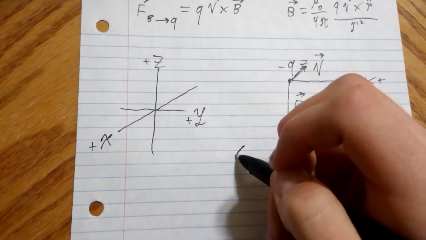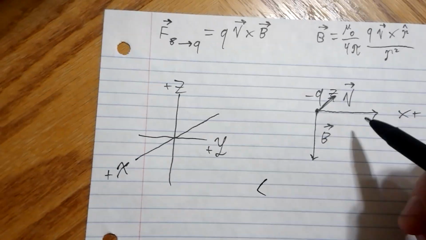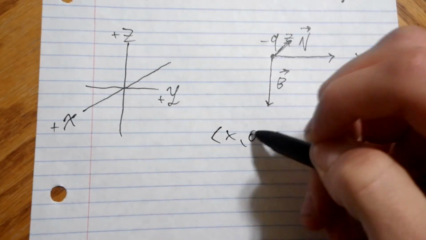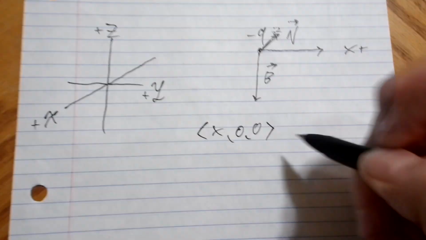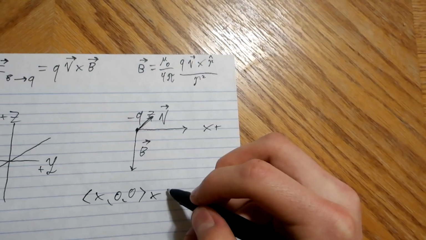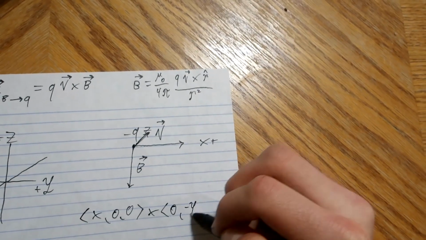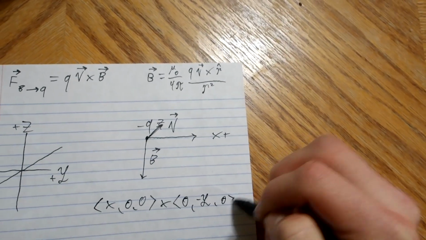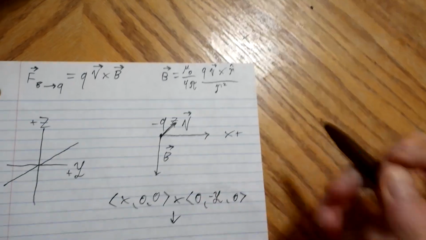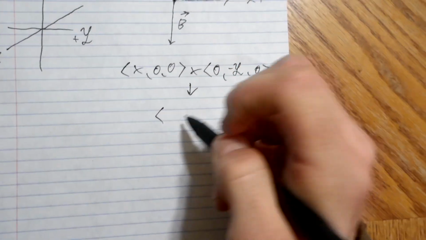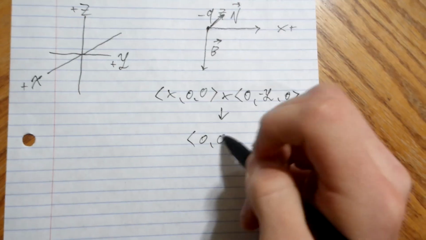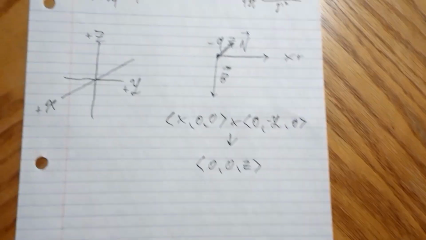So we started with a velocity vector that was positive x, and then we had a B value, the magnetic field, which looks like negative y. Then we ended up with a force on that particle of positive z.